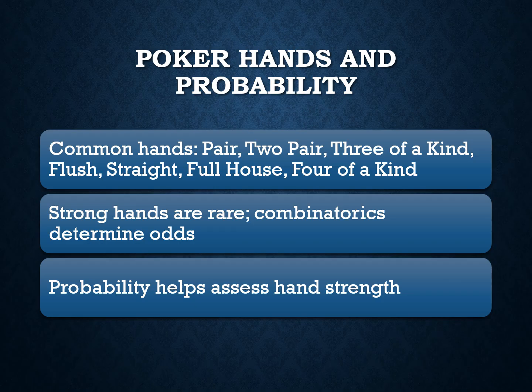Here is a classic example of combinatorics in card games. Different hands have different probabilities. For example, a pair is fairly common, while a flush or a straight is rarer, and a four of a kind is extremely rare. Calculating these probabilities helps players understand how likely their hand is to win. Professional players use these odds to decide when to bet, fold, or call. The probability of getting a full house is much lower than getting a pair, which is why it's considered a stronger hand. By understanding these probabilities, players can make more strategic choices rather than relying purely on luck.